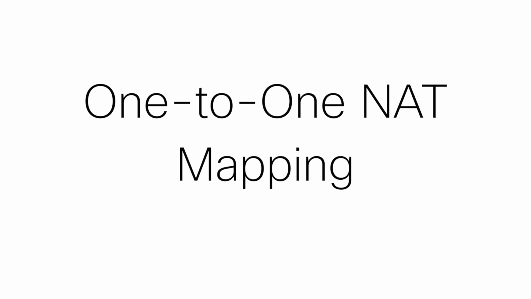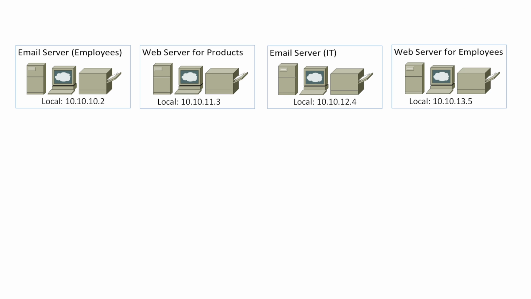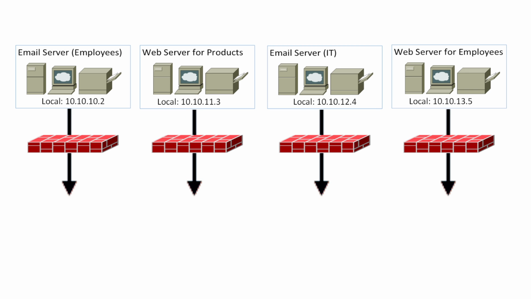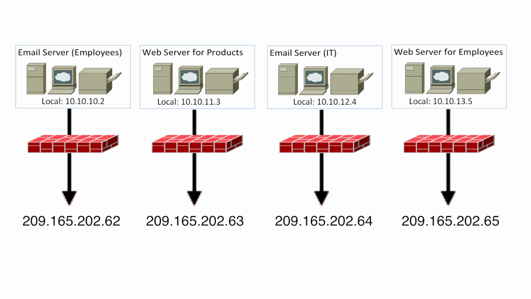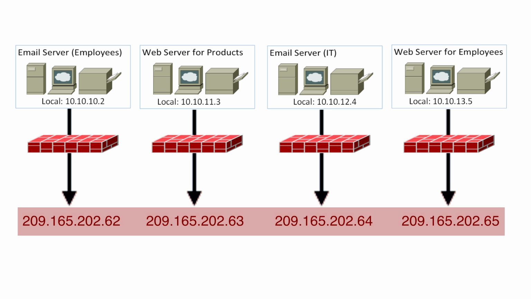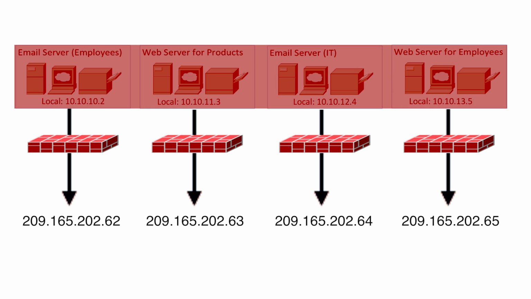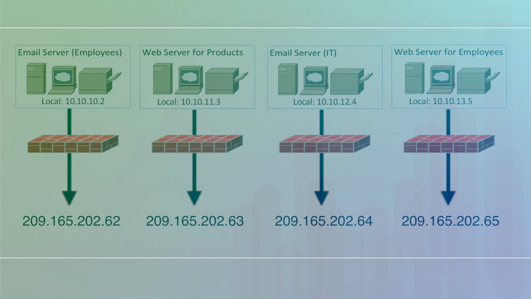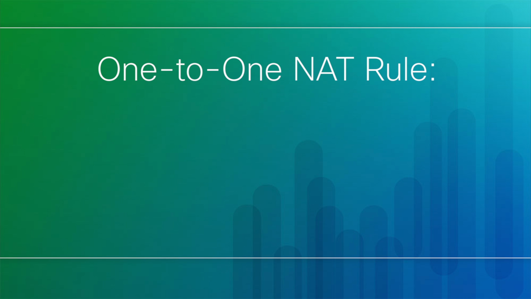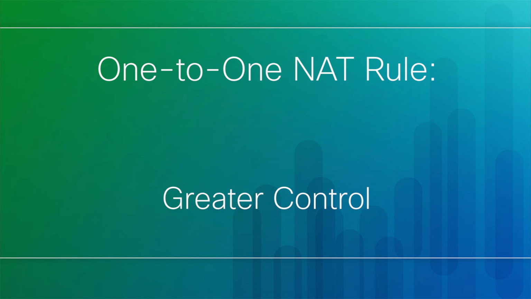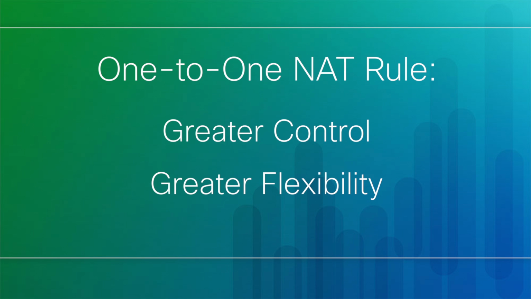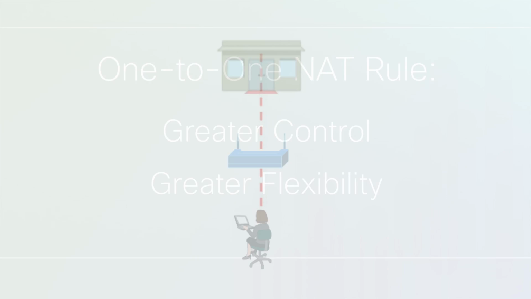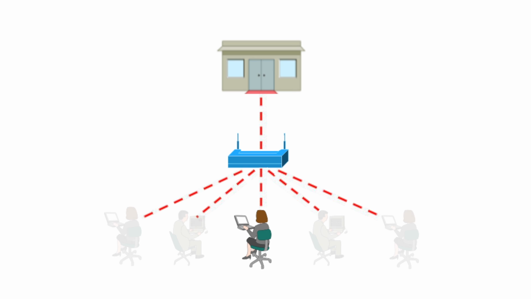A one-to-one NAT mapping can be a useful implementation if you have multiple servers behind a firewall that you wish to map to available external IP addresses. You want to use one-to-one NAT if there is a need to permit public hosts access to your internal servers. If you implement a one-to-one NAT rule to your services, you will enjoy greater control, greater flexibility in public IP address sharing, an easier way to expand your local network, and an increase in security.